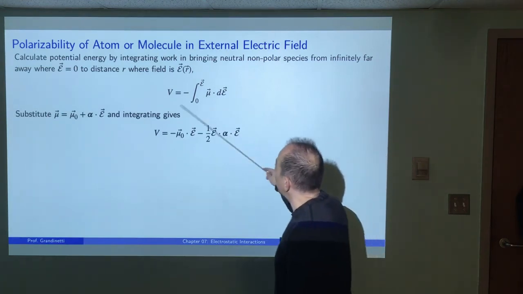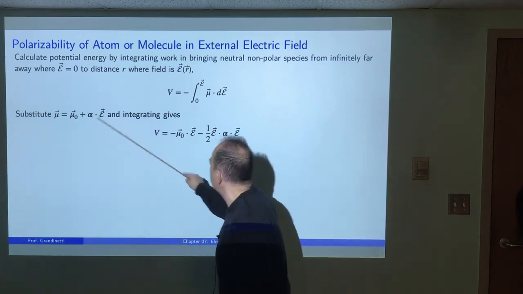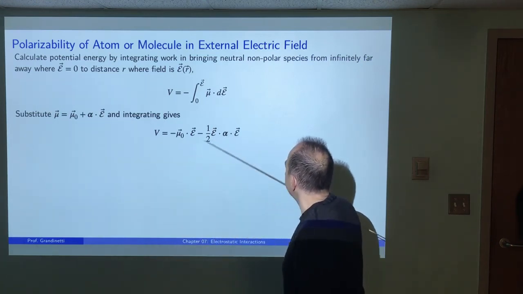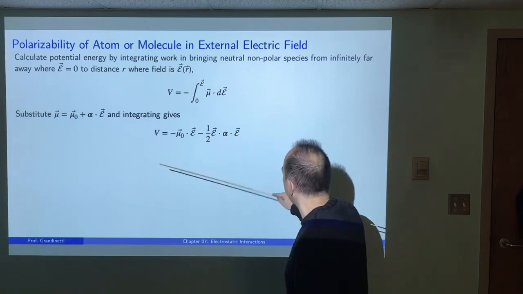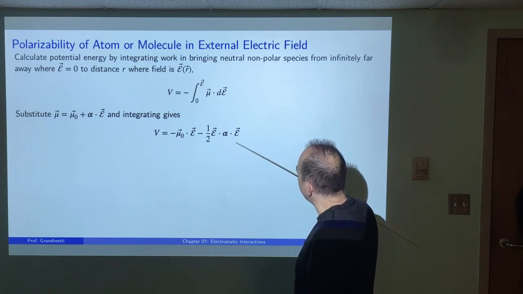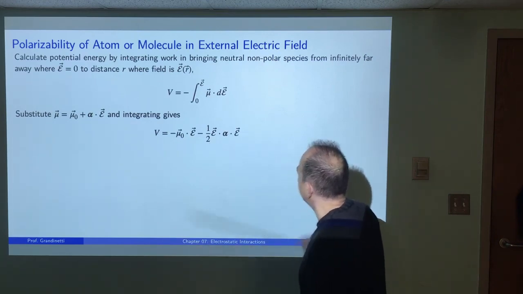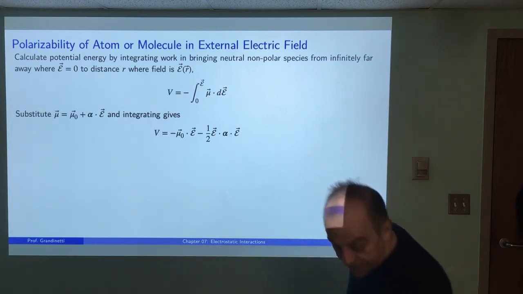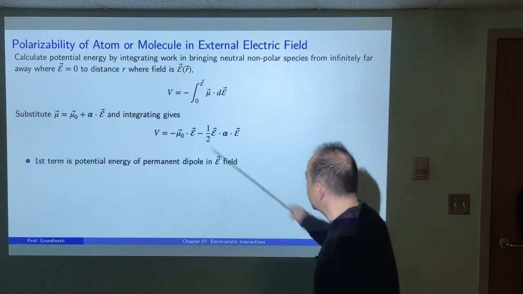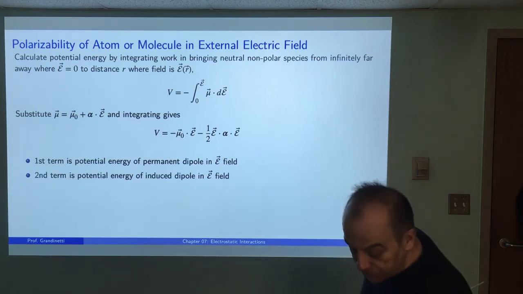So if I take our expression for the dipole, which is the permanent plus the induced part, and plug it into this expression, I see that the total potential energy is going to be the permanent dipole part, which we had before, and now we get this term here, which involves the tensor alpha and the electric field that it's in, with this 1/2 multiplication. So it shows up as E dot alpha dot E. So this is the permanent dipole term, and this is the potential energy associated with the induced dipole.